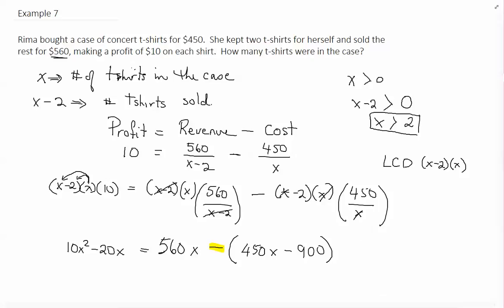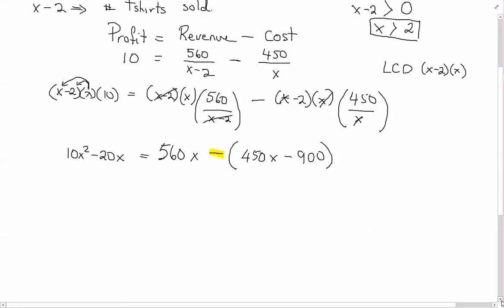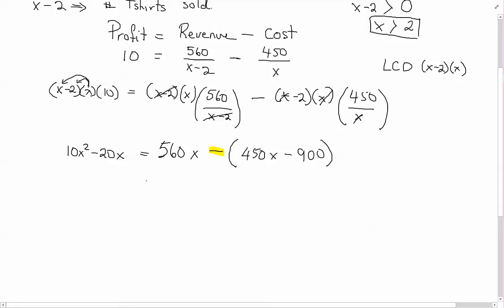So let's just move this up. On this side, I have 560x minus 450x plus 900. When I simplify this, this becomes 560 minus 450. That gives us 110x plus 900, and that's equal to 10x squared minus 20x.